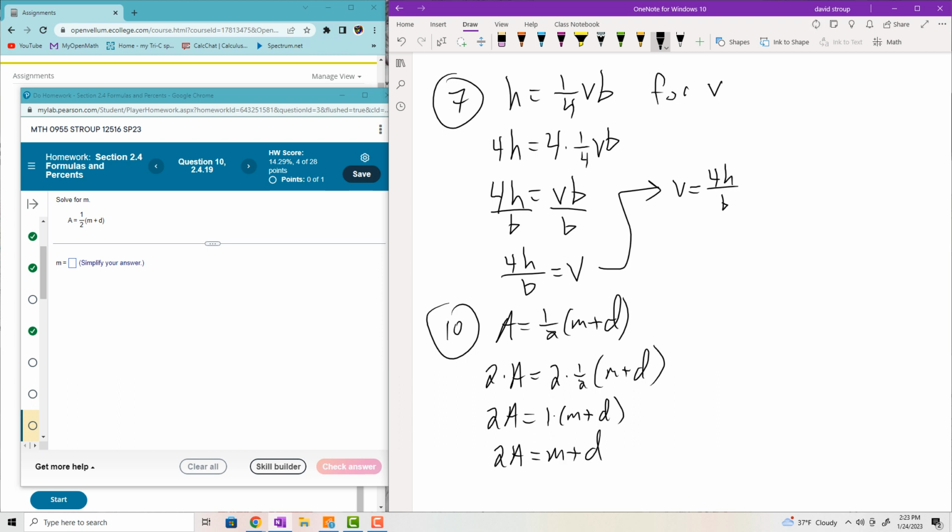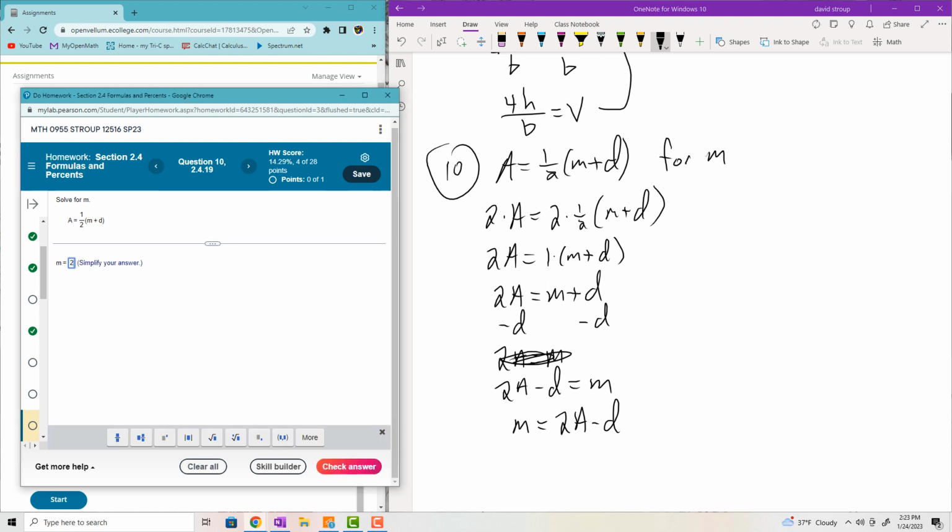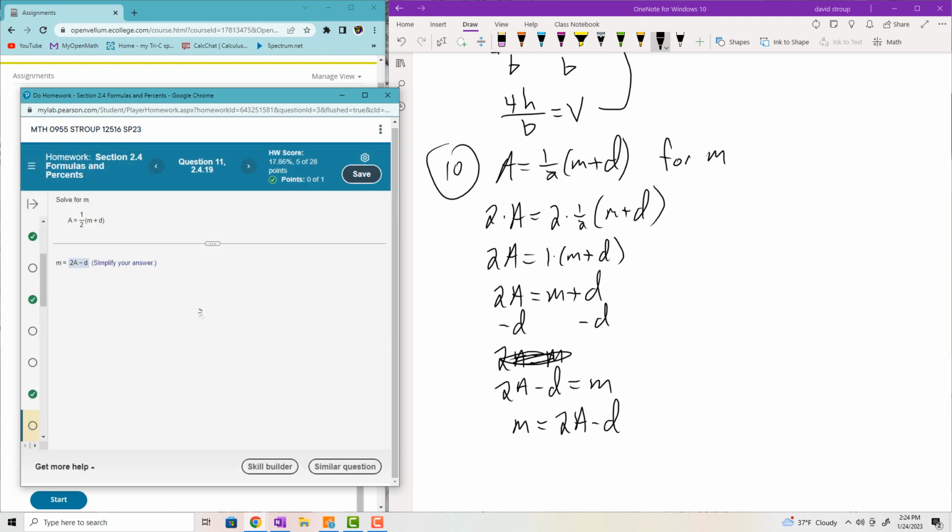Okay. All right. What the heck are we solving for? We're solving for m. So I'm going to go ahead and subtract that d to the other side. It's minus d. I get 2a equals m. 2a minus d equals m, and then flip-flop sides. So m equals 2a minus d. It has to be a capital A. So we get 2a minus little d, and then check my answer. Yay! All right. Some of these are actual formulas for different geometric objects or things like that.